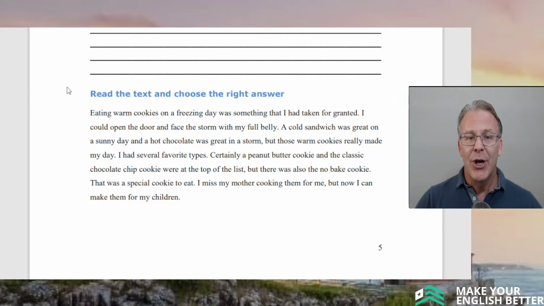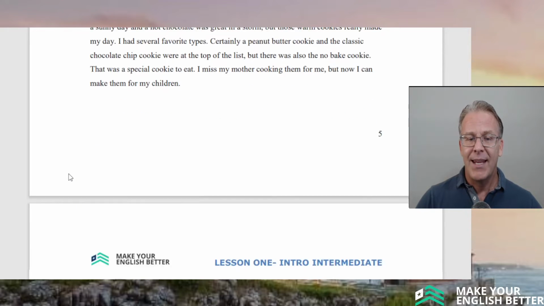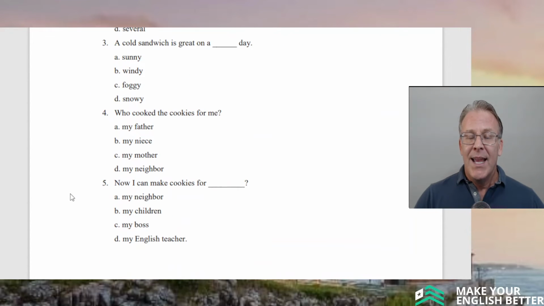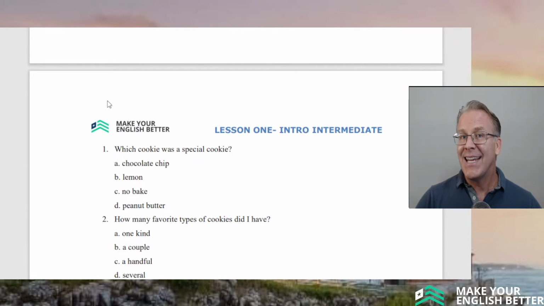Okay? So read this again, or 2 or 3 times, and answer these questions right here. Okay? Have fun. Read all of the answers before you decide, and look for the answer in the text. So, how was it? How was lesson 1 from the Intro Intermediate book? Do your best, take your time, and move on after to the answer sheet, okay?